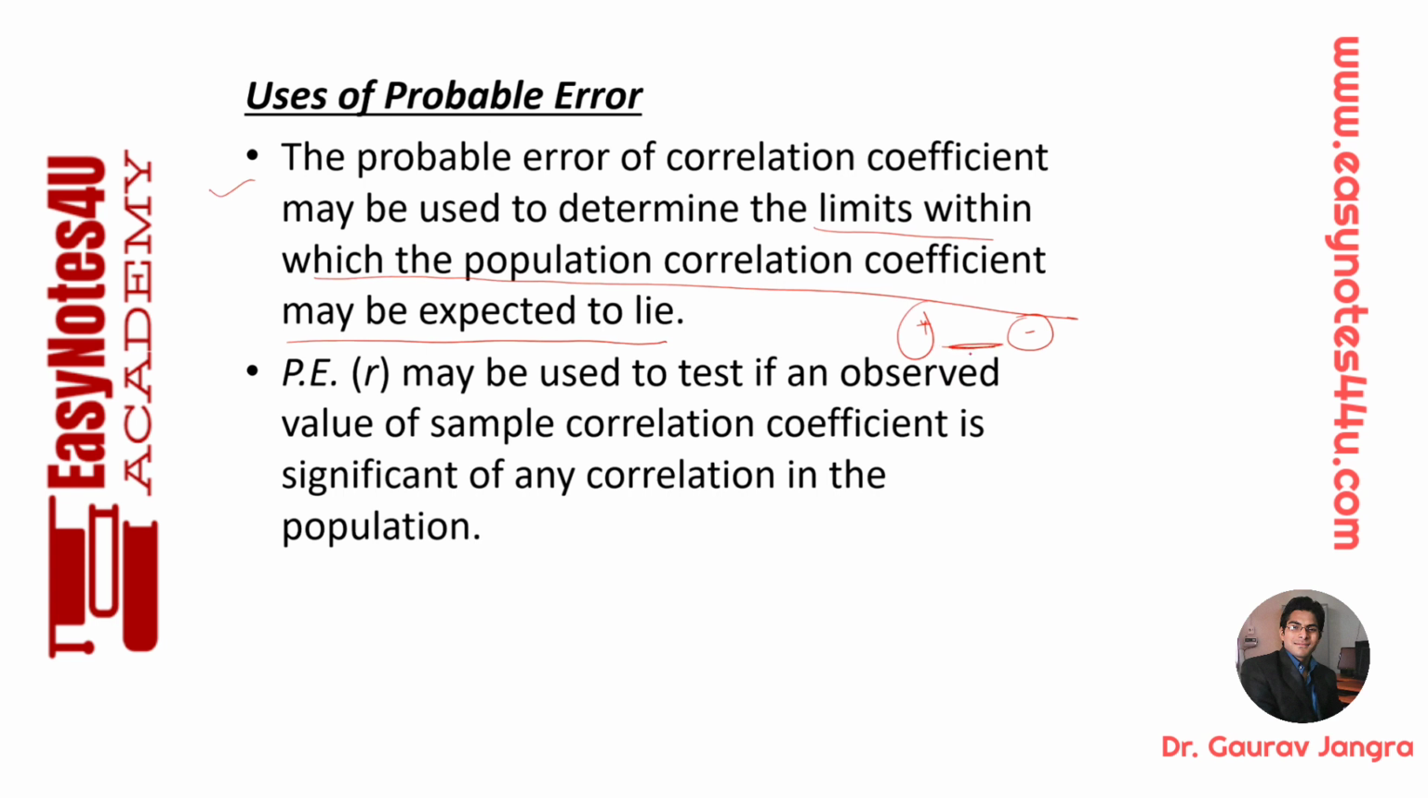So the value of r, the correlation coefficient, may be used to determine the limits within which the population correlation coefficient will lie. Probable error may also be used to test if an observed value of a sample correlation coefficient is significant of any correlation in the population, that is, whether the sample correlation coefficient is significant with respect to the population coefficient of correlation. So it provides significance or hypothesis testing.